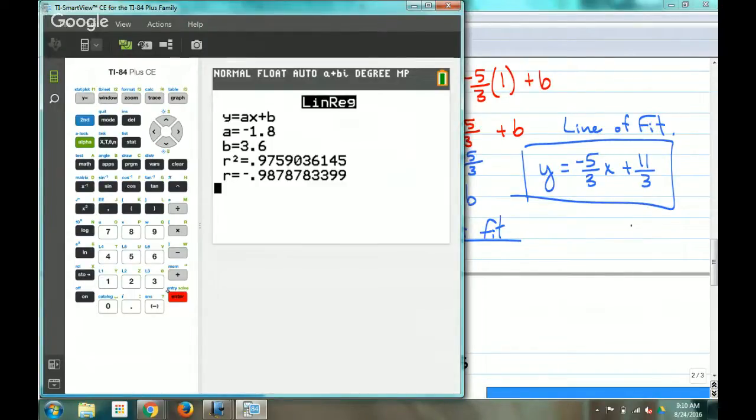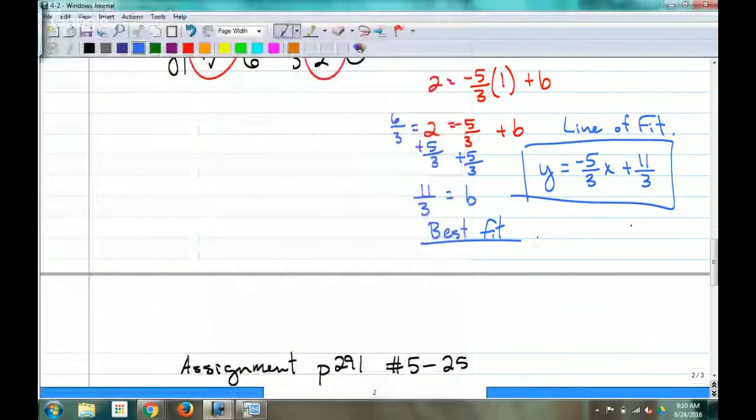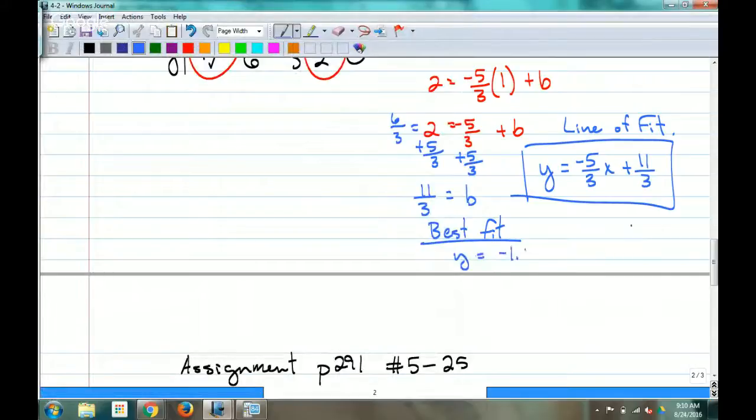Okay. Negative 1.8 and positive 3.6. I don't even have to round. Awesome. There's my best fitting line. And then I'm going to graph that to see how much better it is than my line that I created.